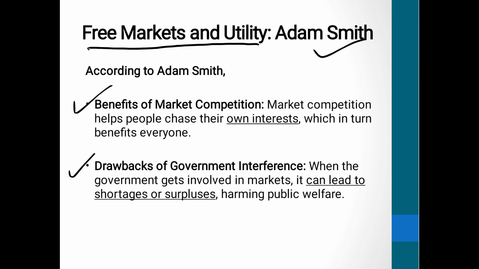The second assumption is drawbacks of government interference. When the government gets involved in markets, it can lead to shortages or surpluses, harming public welfare. So, according to Adam Smith, market competition and free market are favorable things, and when there is the involvement of the authority, it generally results in either shortages or surpluses, harming the public welfare. So he eventually supported free market and the utility concept by promoting market competition and the concept of free markets.